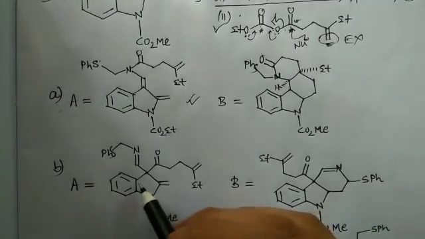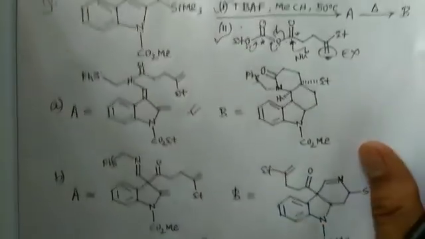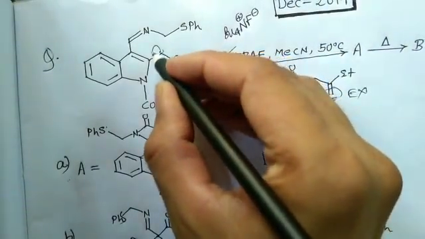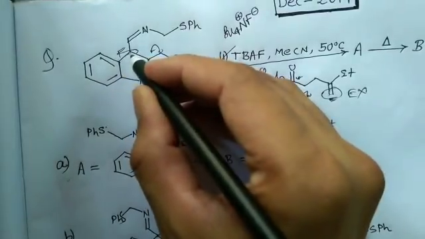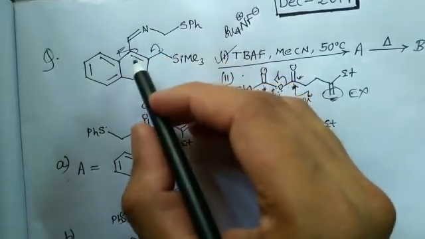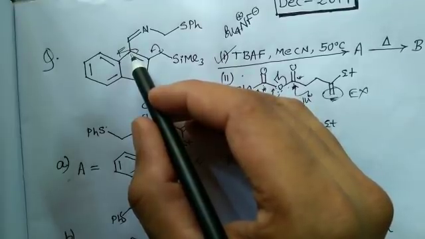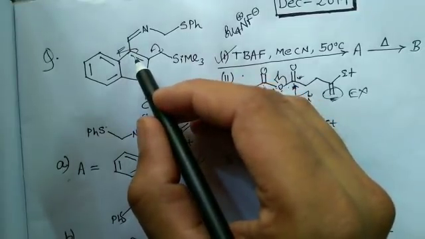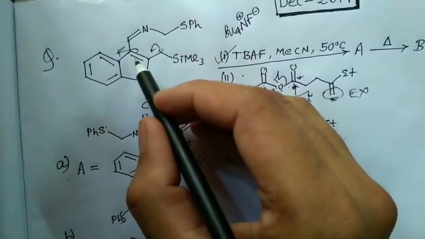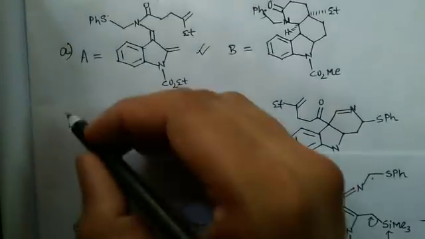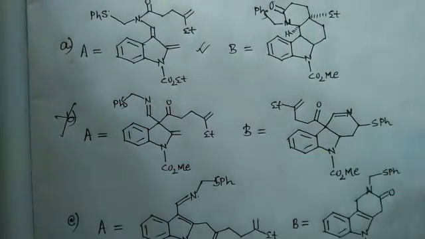In option B, on the other hand, you can see the attack is taking place through this inner center, and we already said that this center is not that nucleophilic because the HOMO has a low coefficient, and also the negative charge density is lower. So that's why we can rule out option B. So option B is ruled out.